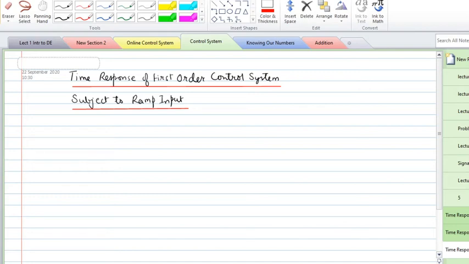Hello friends, welcome to the new class. In this class, we will study the time response of a first order control system subjected to the ramp input.